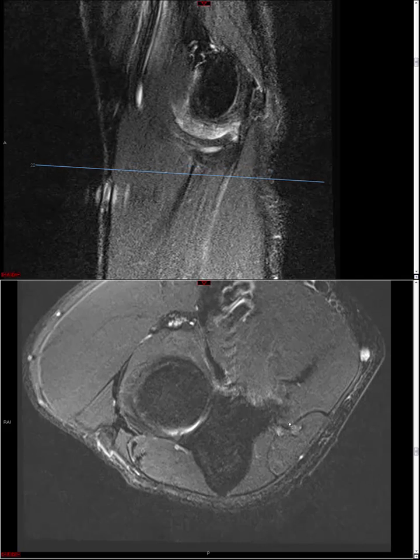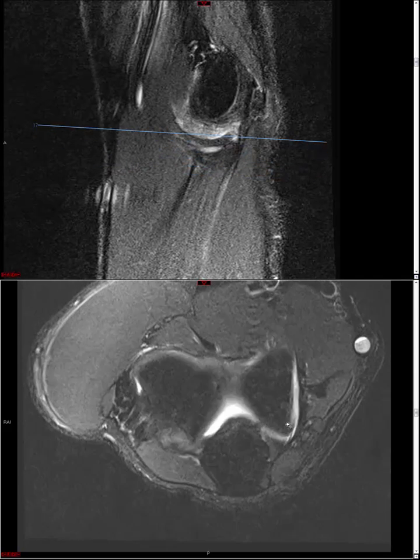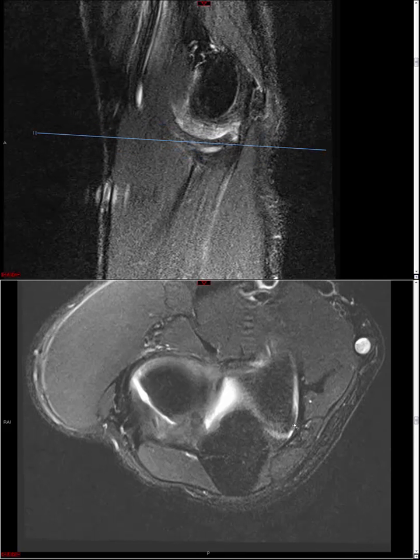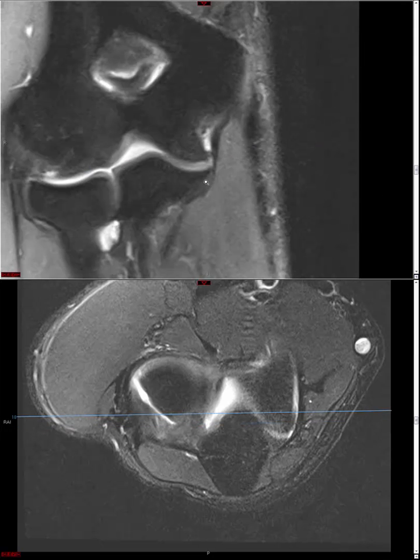So this is the attachment of the ulnar collateral ligament to the sublime tubercle of the coronoid process, this guy right here. And then once I think you've got that perspective down, it gets easier to correlate with your coronal sequence and make sure that what you're seeing is indeed that anterior bundle of the UCL.